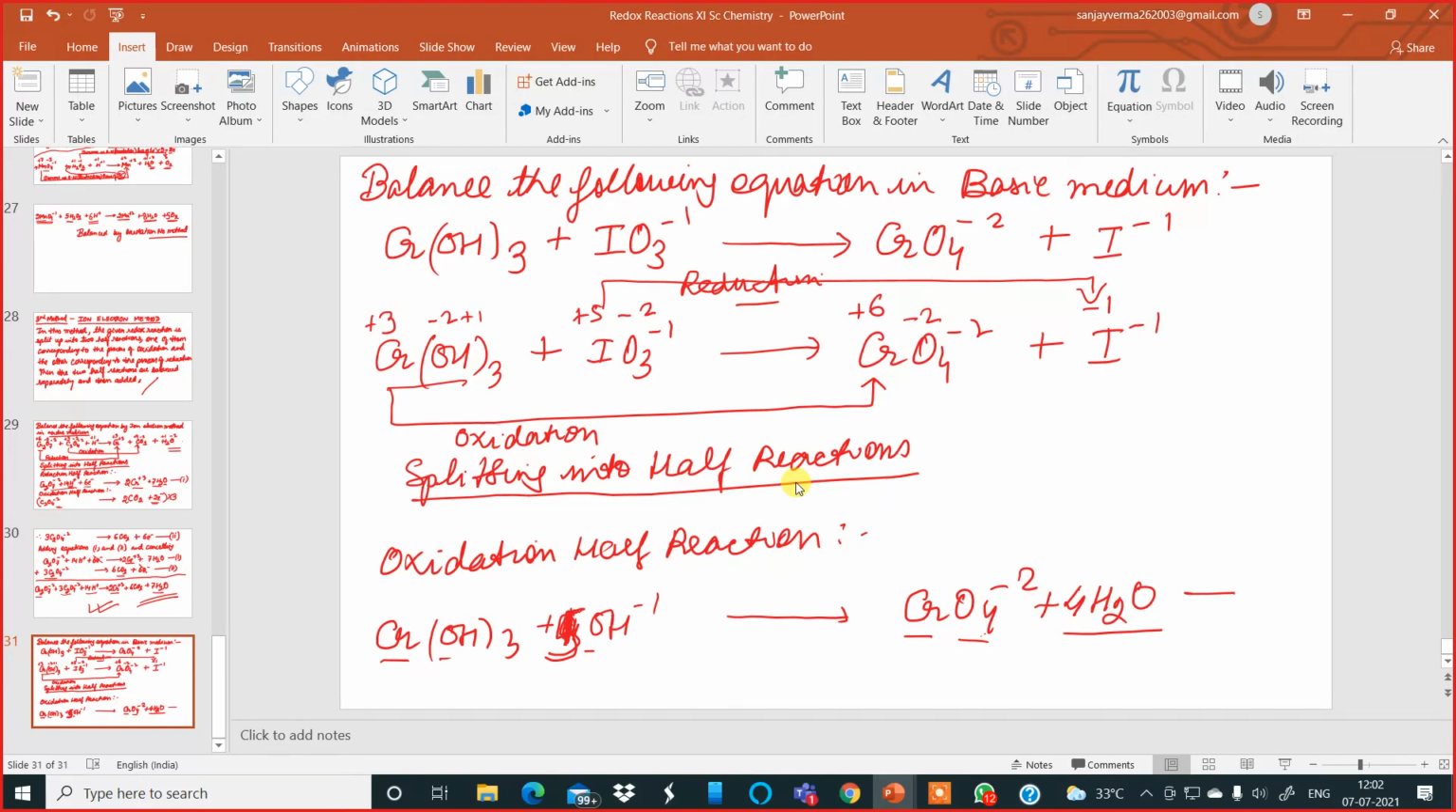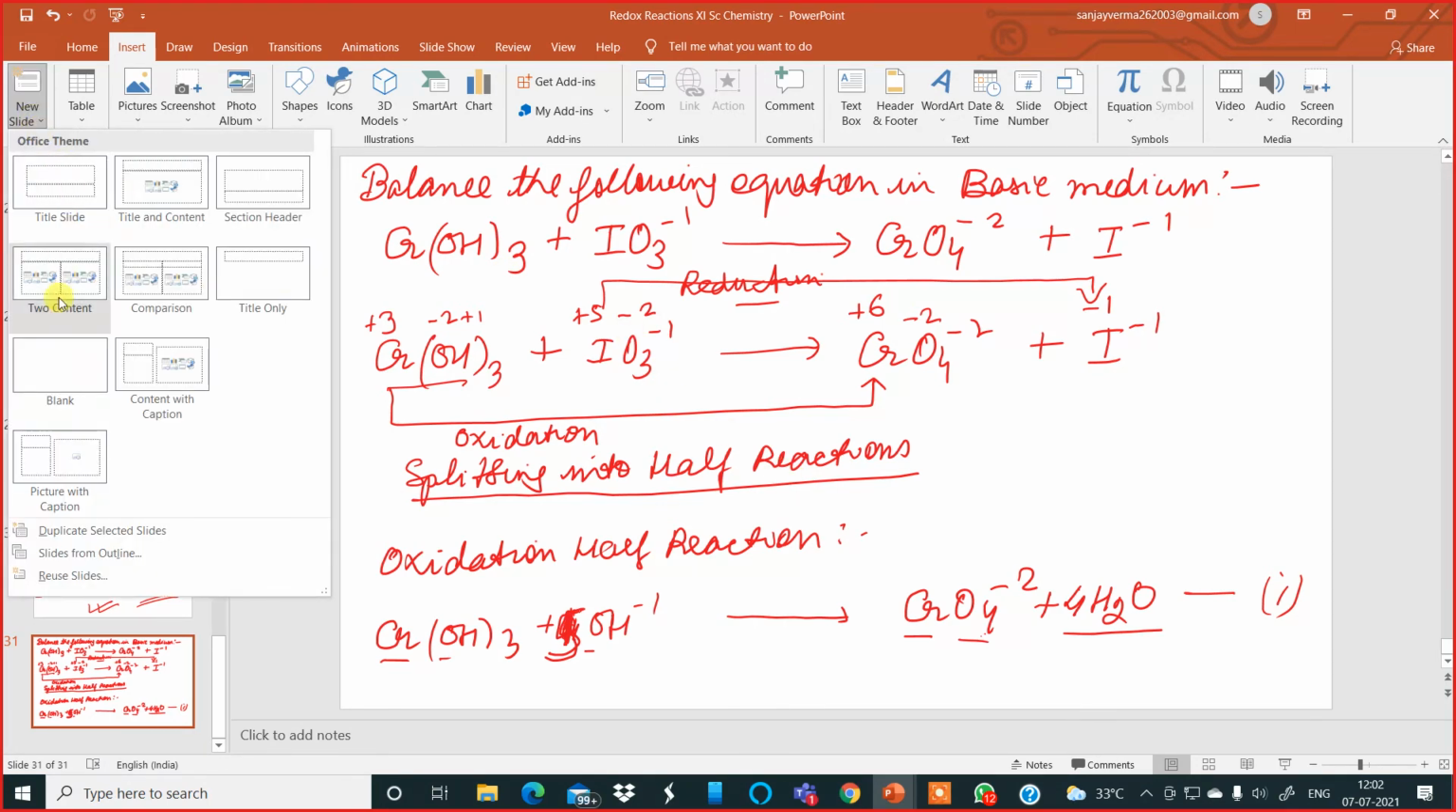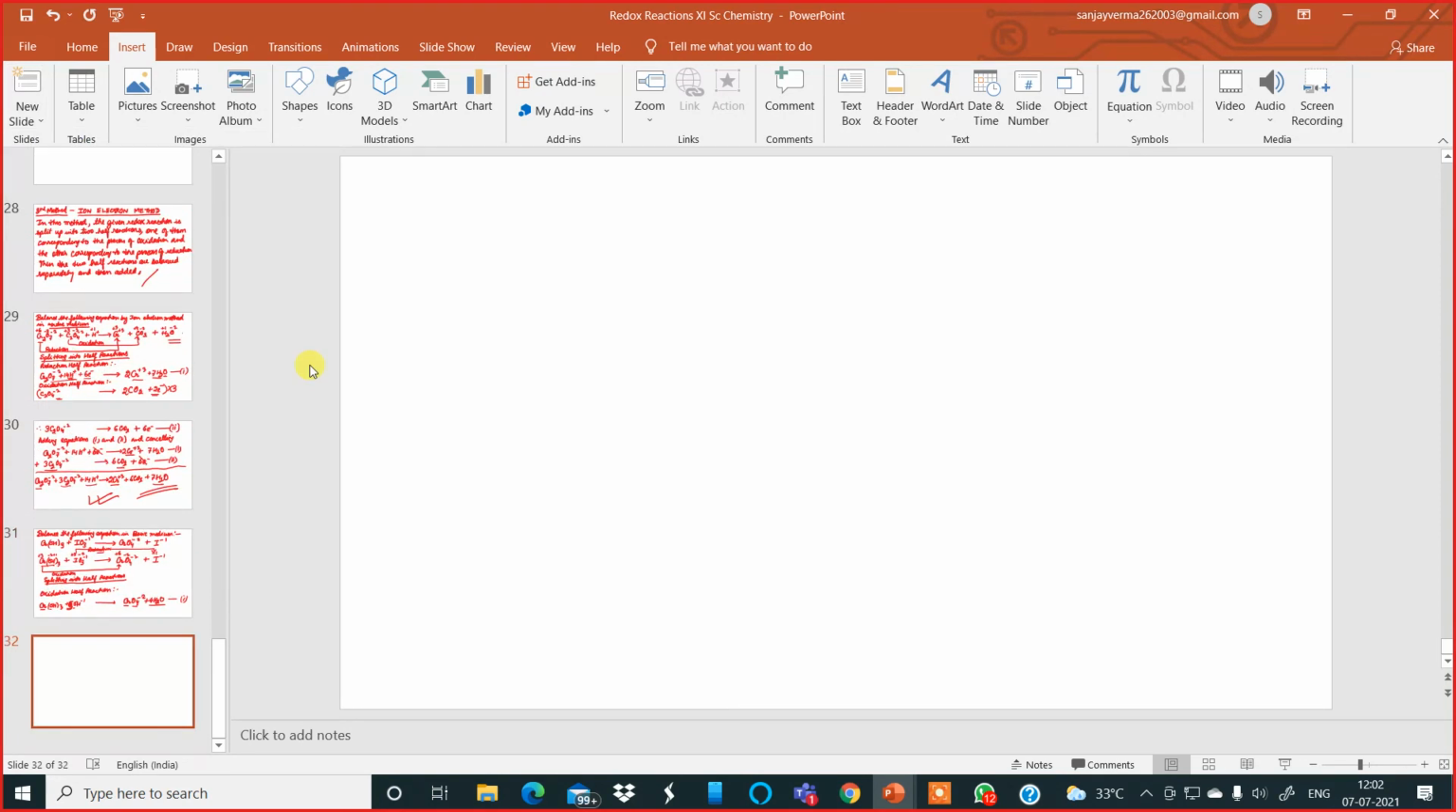So I'll write over here equation 1. Then I will go to the reduction half reaction in the next slide. So I'll write the reduction half reaction. The reduction half reaction is like this.